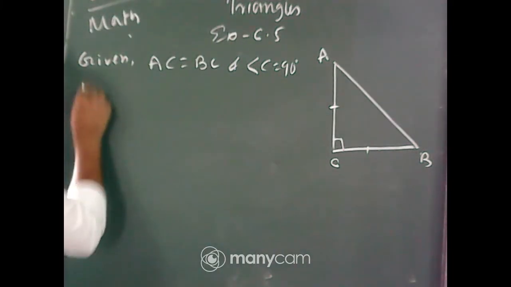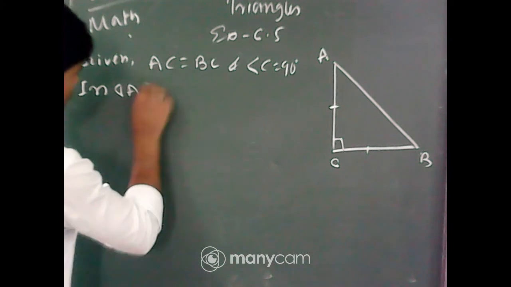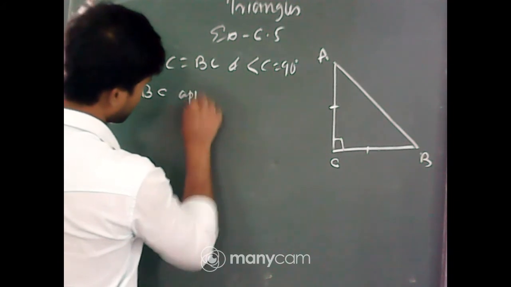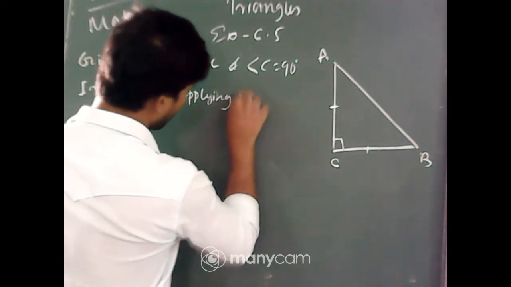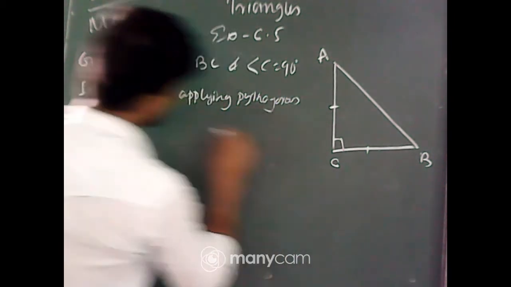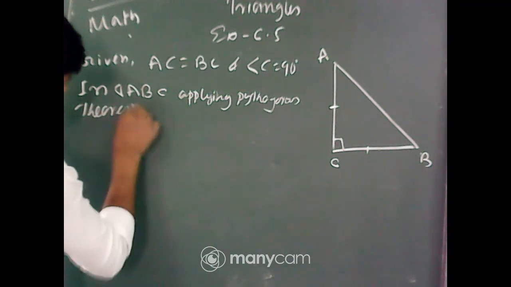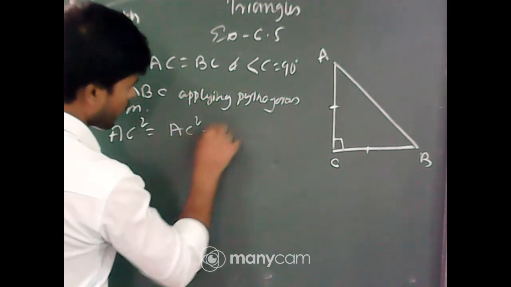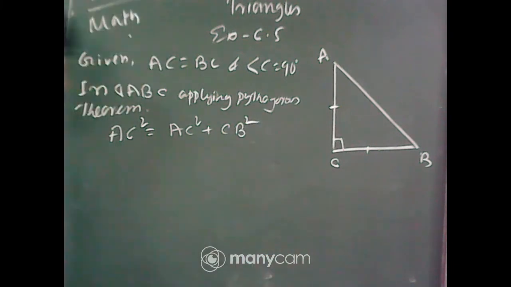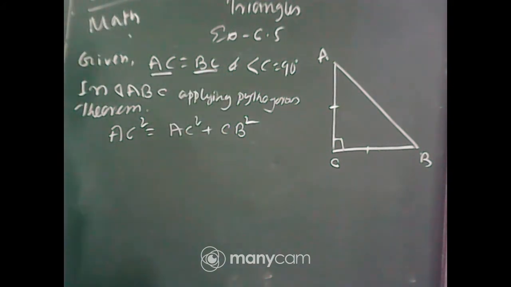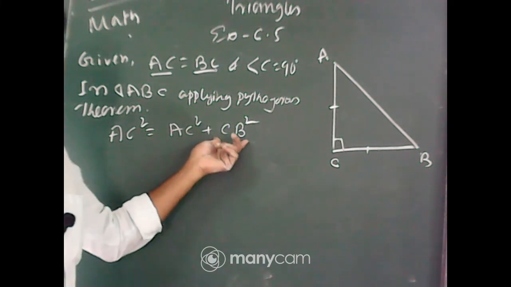So if I consider the triangle ABC, in ABC, applying Pythagoras theorem, we have, it says hypotenuse square is equal to perpendicular square plus base square. Okay, now look, we know the value of AC and the value of BC are equal. Means in place of BC, we can replace it by AC.